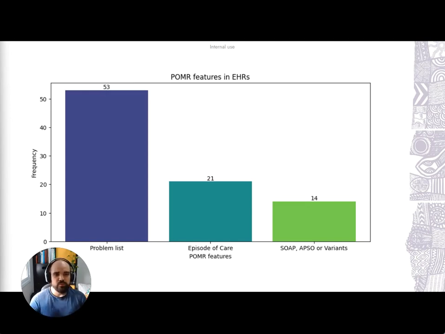And the first thing we've looked at was which features were implemented in the electronic health records used in the studies. The most studied feature was by far the problem list, followed by the episode of care structure, and finally the SOAP note or its varieties.